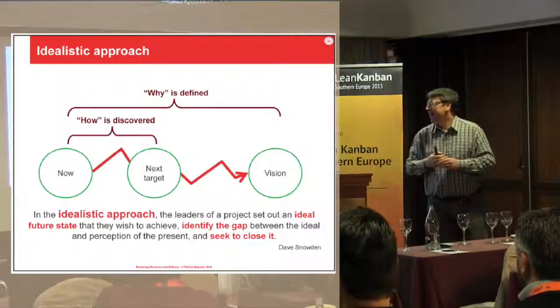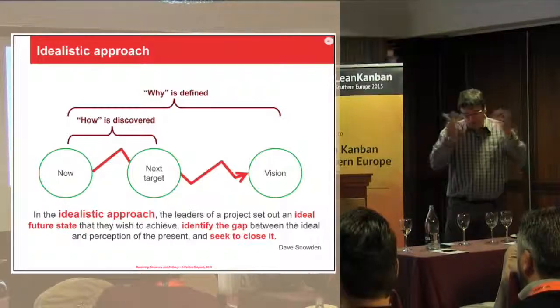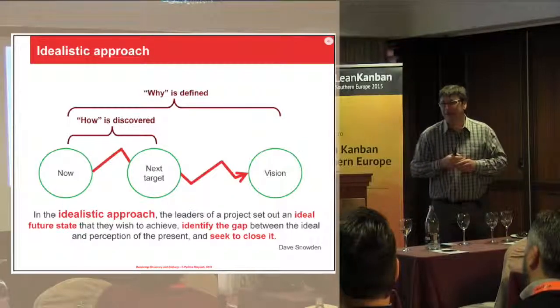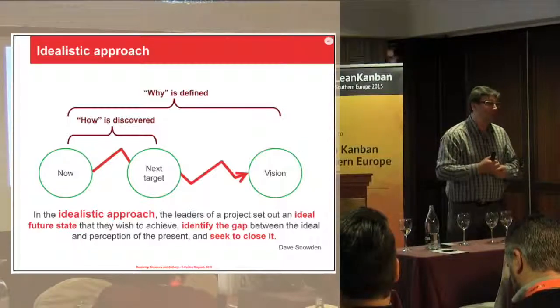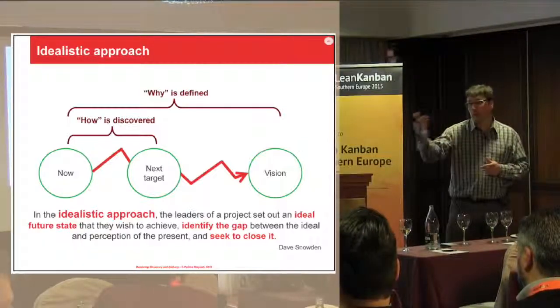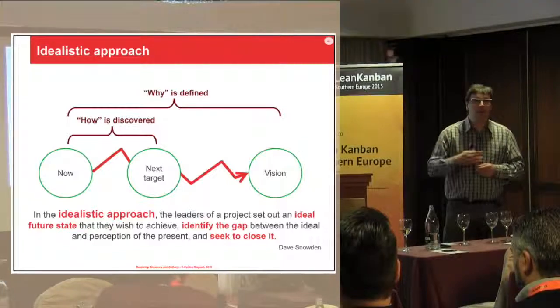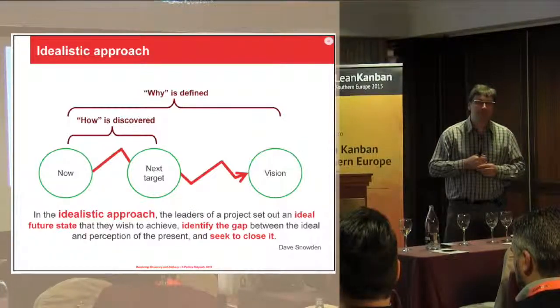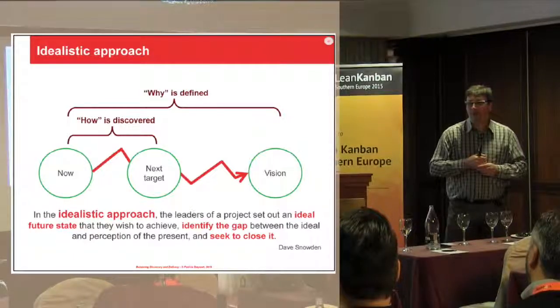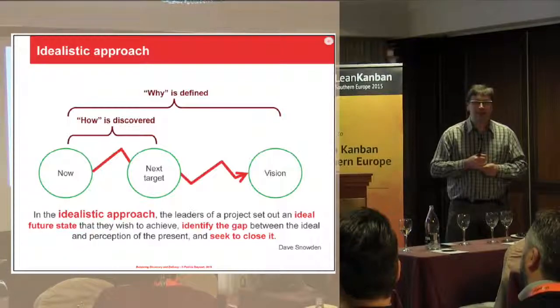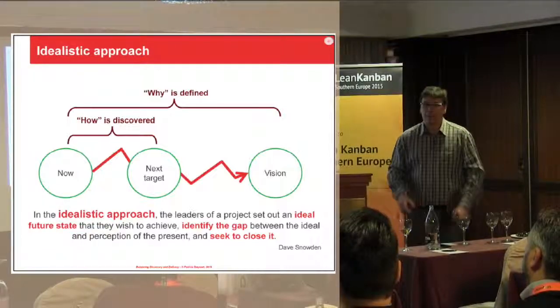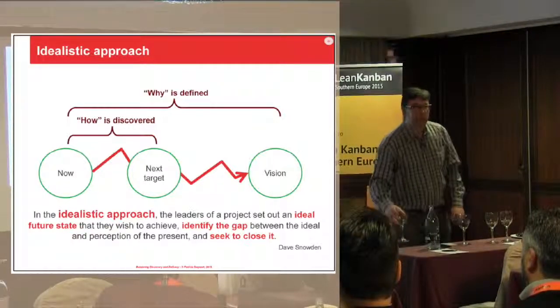So we make some vision about the ideal future. Then we look at the gap and we try to close the gap. So we know what we want to achieve, but we don't know how yet. So according to your opinion, what is the approach that you follow here? What would be the approach to do this?